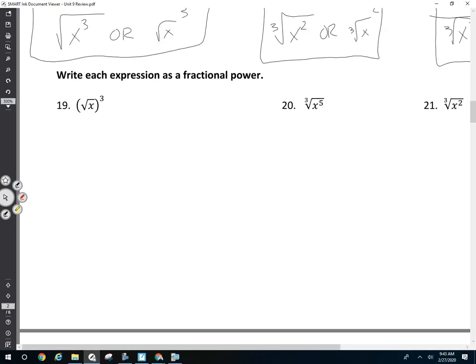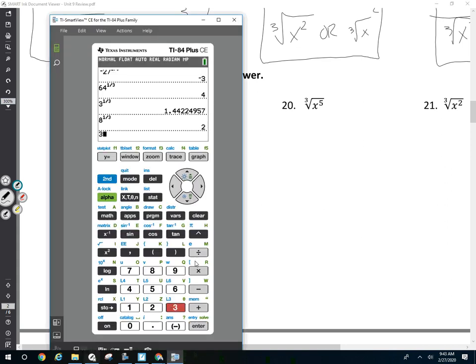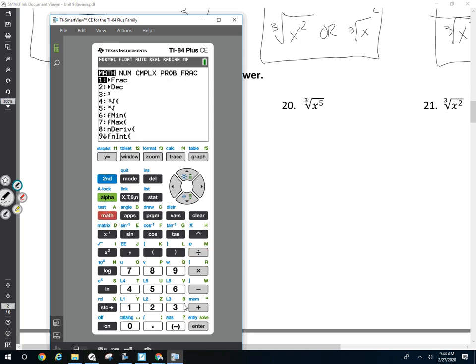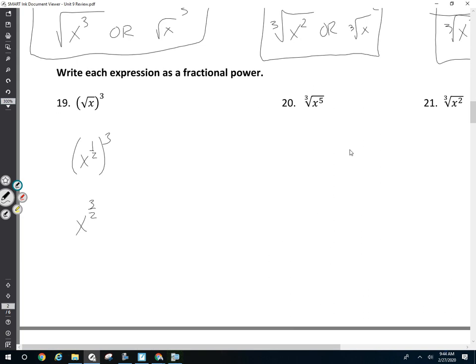All right, fractional powers. Well, I would recommend doing this always. We know that a square root is a 1/2 power. So if this is a 1/2 power, 1/2 times 3, 3/2. You can do that in your calculator if you're uncomfortable with 3 times 1/2. It's 3/1 times 1/2. I mean, I'll show you if I have to. I hope I don't have to. Math, enter. There's my fraction, 3/2.